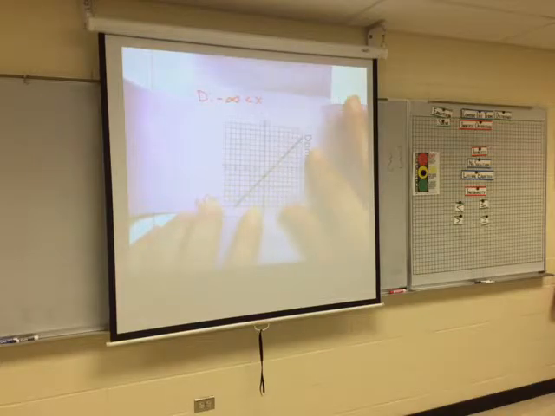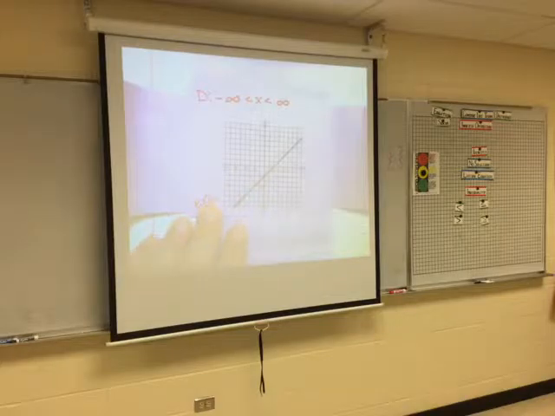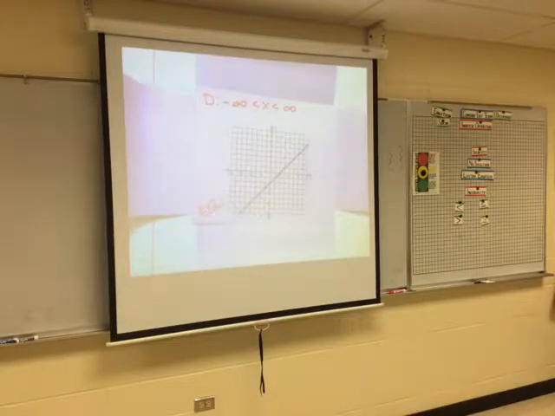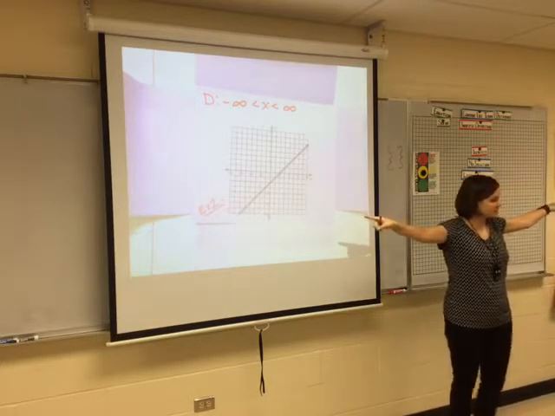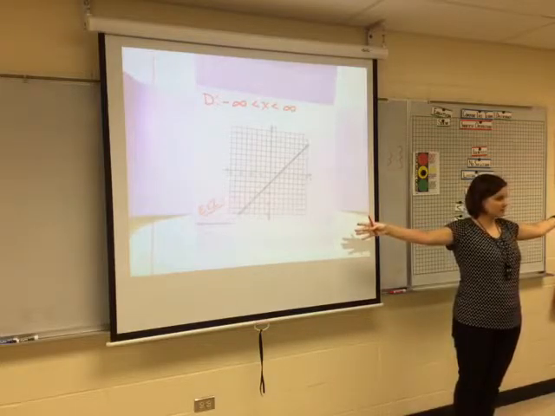And then if I look to the right, what's my biggest x value? It keeps on going, so it's positive infinity, right? So x is less than positive infinity. So what this means is it keeps going in both directions, right? So it's all of the x values, right?